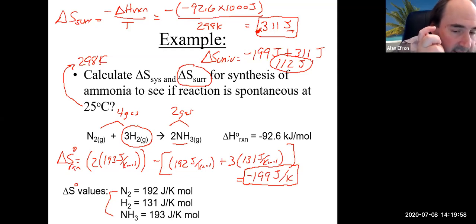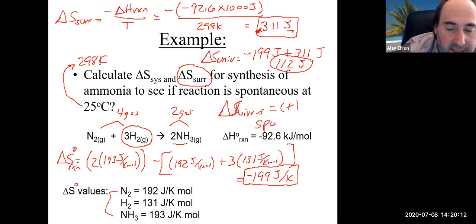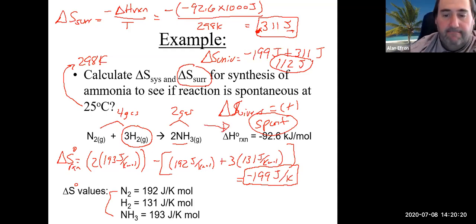And what we see is the delta S of the universe is a positive number. And because the delta S of the universe is positive, it is going to be a spontaneous process. And what does that mean? It means that basically this reaction will head towards the product side because it should occur.